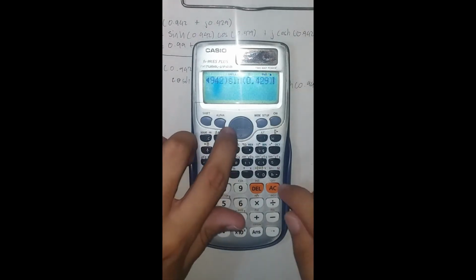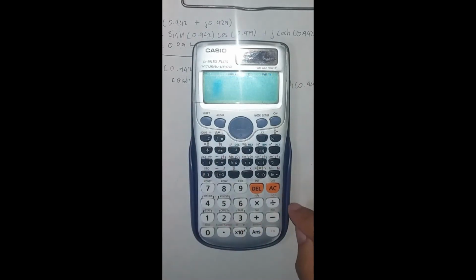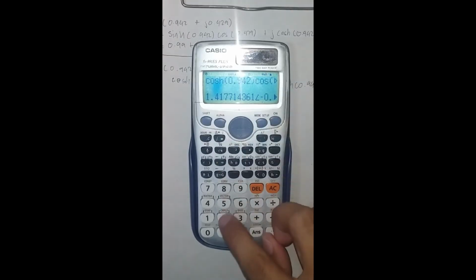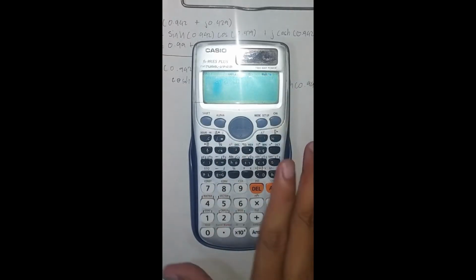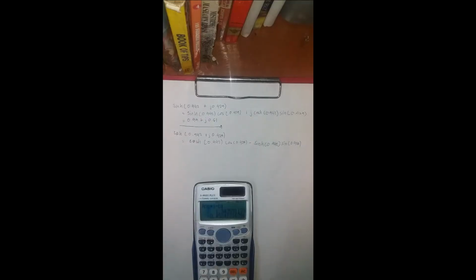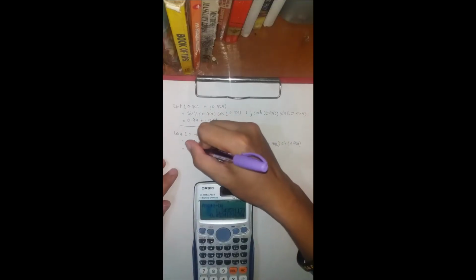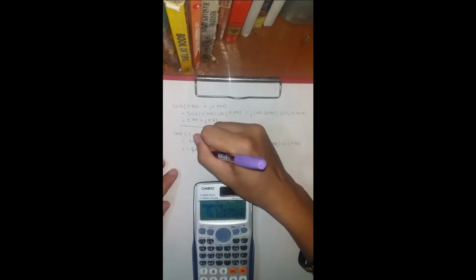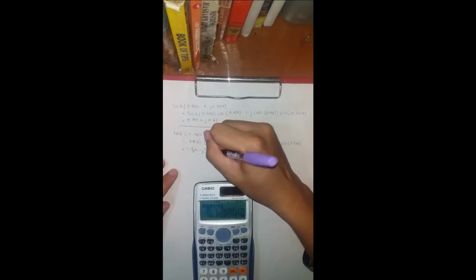Oh, sorry, I forgot to put i. And shift complex 4 to rectangular, and we have here 1.34 minus j 0.45.